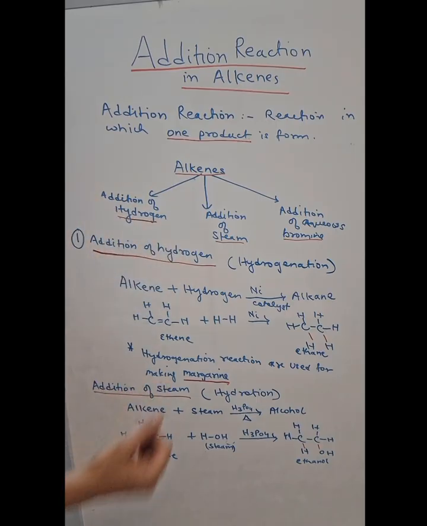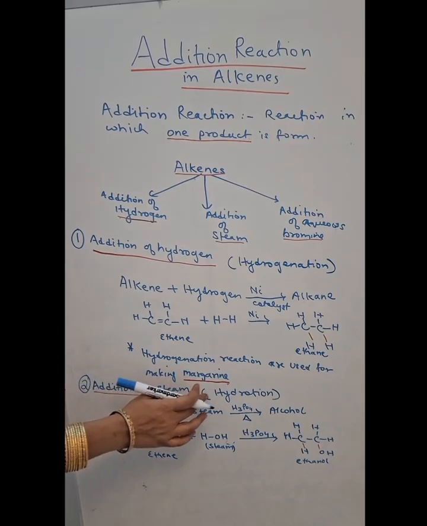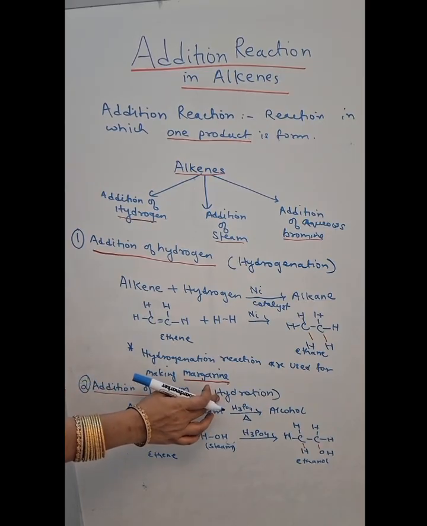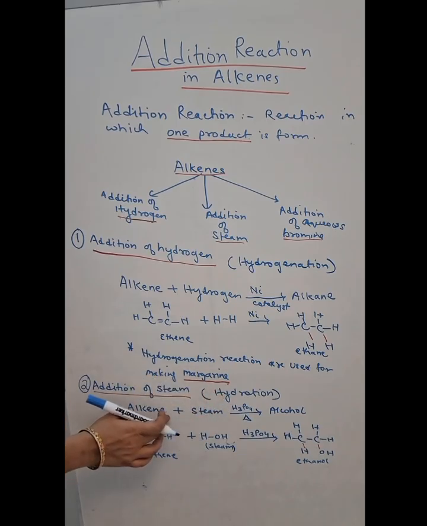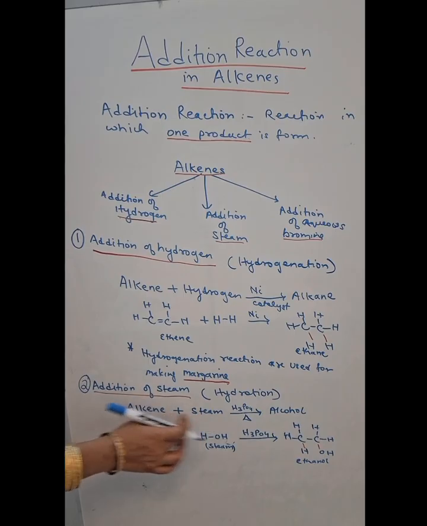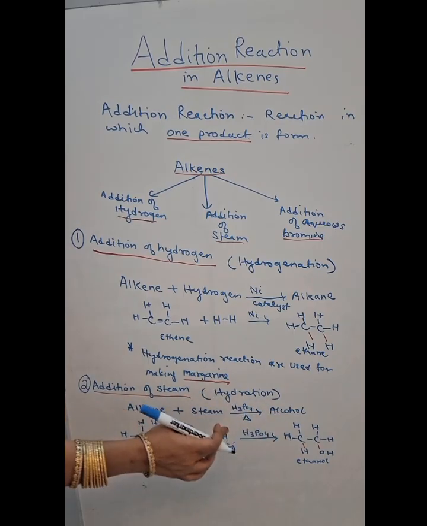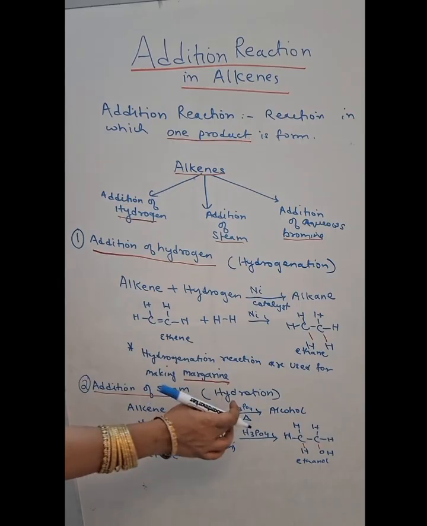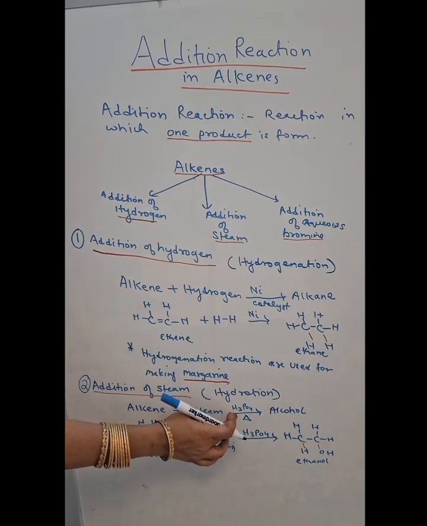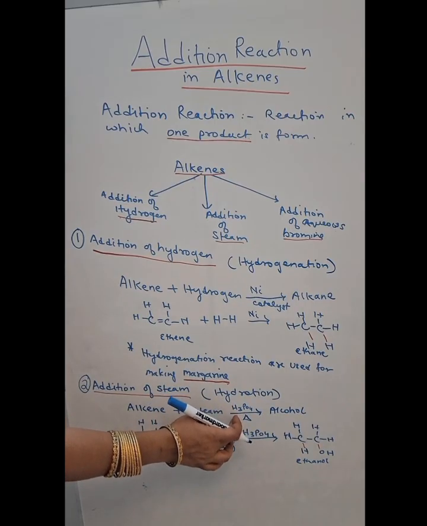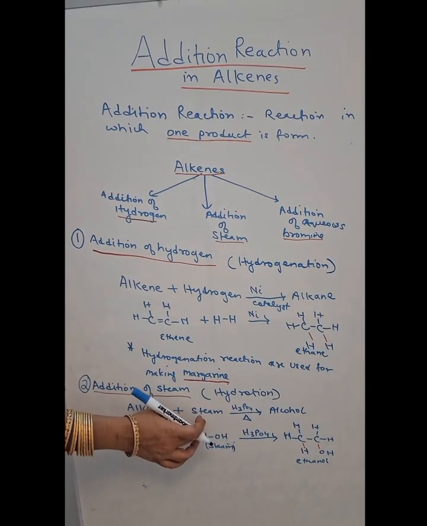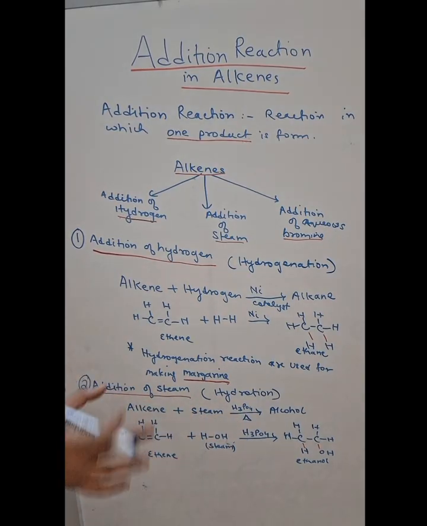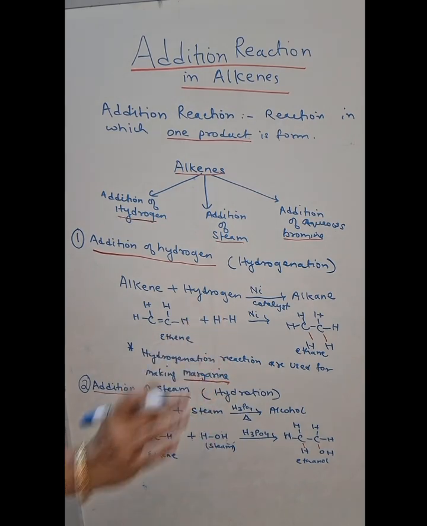Next, coming to addition of steam. Now, when steam is added to alkene, the name of this reaction is called hydration because we are adding water. And then you see it is simple. Whenever we add steam to alkene, the product is alcohol, and we must know that here we are using phosphoric acid as a catalyst, and heat is needed here because steam is not taking place at room temperature, heat is needed here.